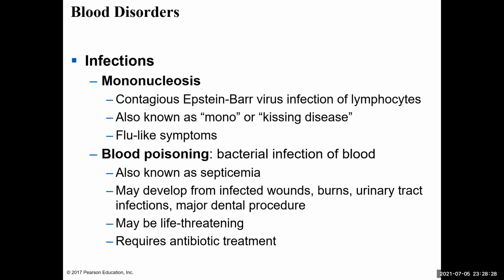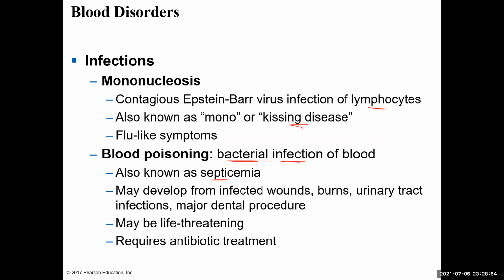So the first is infections, so mono, right? The kissing disease, which is the Epstein-Barr virus. So this affects your lymphocytes. This is like really bad flu-like symptoms that's affecting the blood. You can get blood poisoning, which is when you have a bacterial infection. So this is your septic.